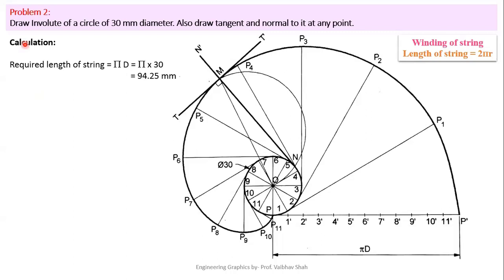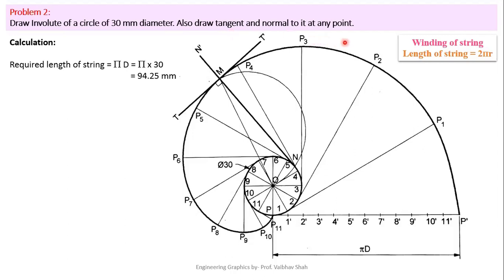Problem 2. Draw involute of a circle of 30 mm diameter. Also draw tangent and normal to it at any point. So here we have to once again draw involute of a circle. Here the diameter given is 30 mm, and we have to draw tangent and normal. So tangent and normal we'll look after the example is over. So now let us begin.